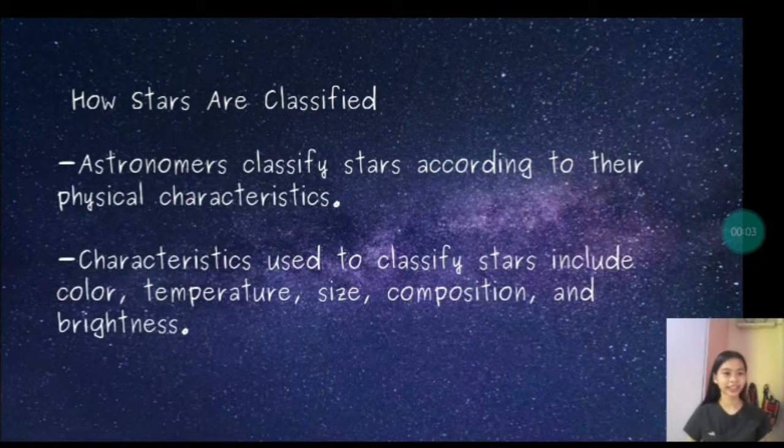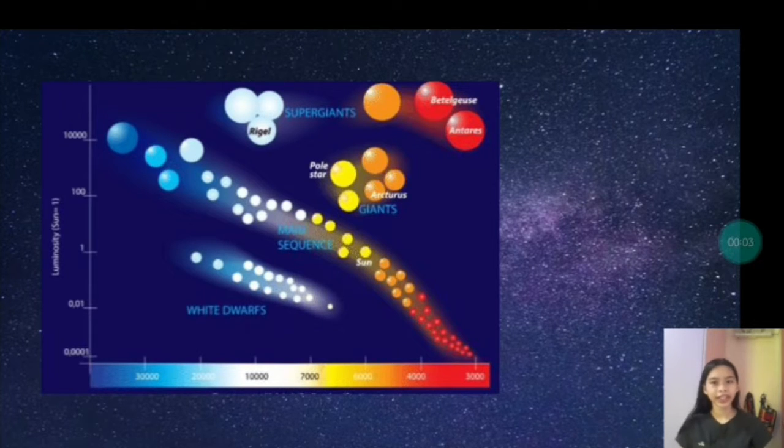So how are stars classified? Astronomers classify stars according to their physical characteristics. Characteristics used to classify stars include color, temperature, size, composition, and brightness. Stars vary in their chemical composition. A star's color is also determined by the temperature of the star's surface. Relatively cool stars are red, warmer stars are orange or yellow, and extremely hot stars are blue or blue-white.